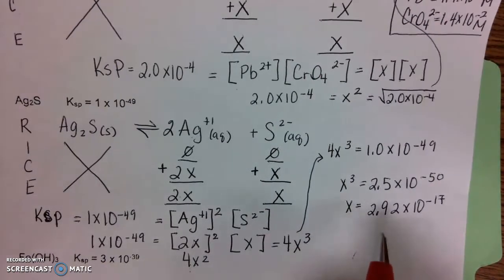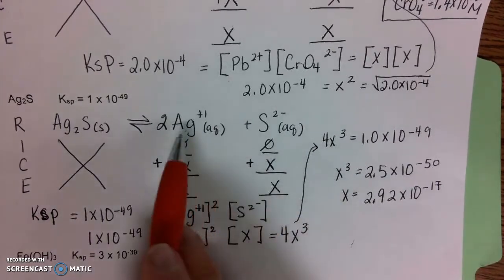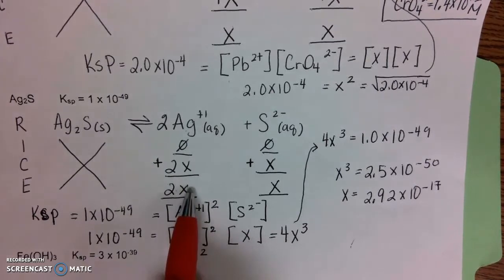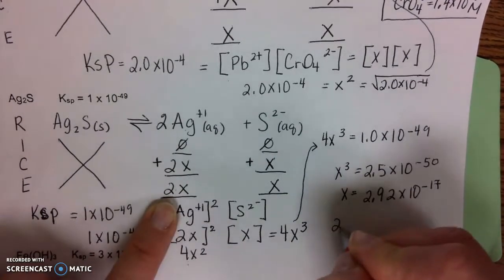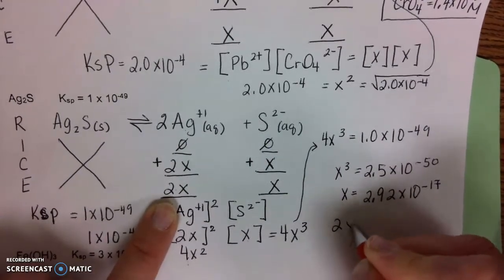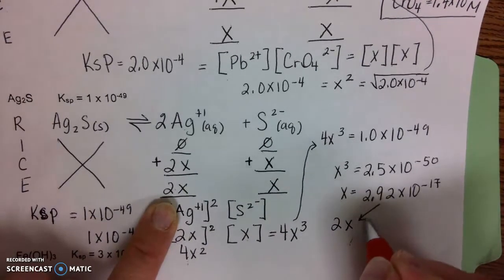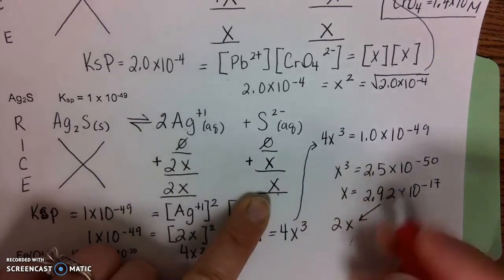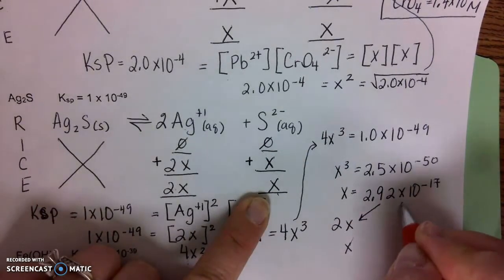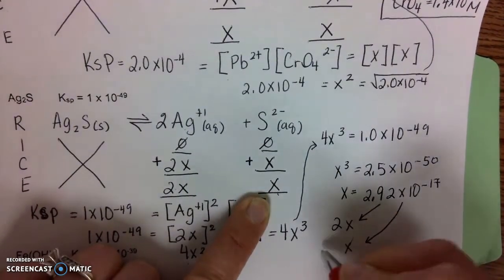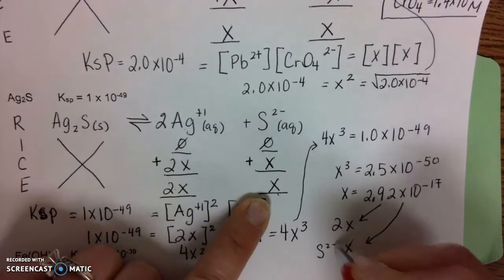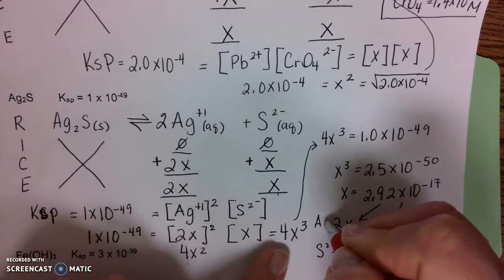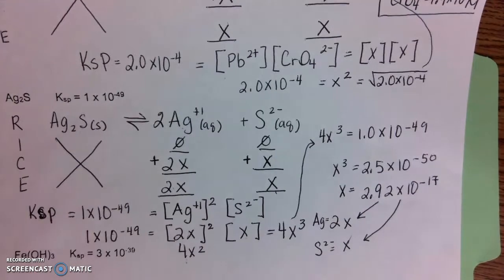But that's not the actual answer we're asking for. We're asking for what the ion concentrations are. So then you need to plug in the value of x for silver. So it's 2 times x. So you plug in that value to get silver. And then you do the same thing for sulfur. Well, sulfur is x, so you just have that value right there. So your ion concentration for sulfur would be that, and your ion concentration for silver would be that right there.